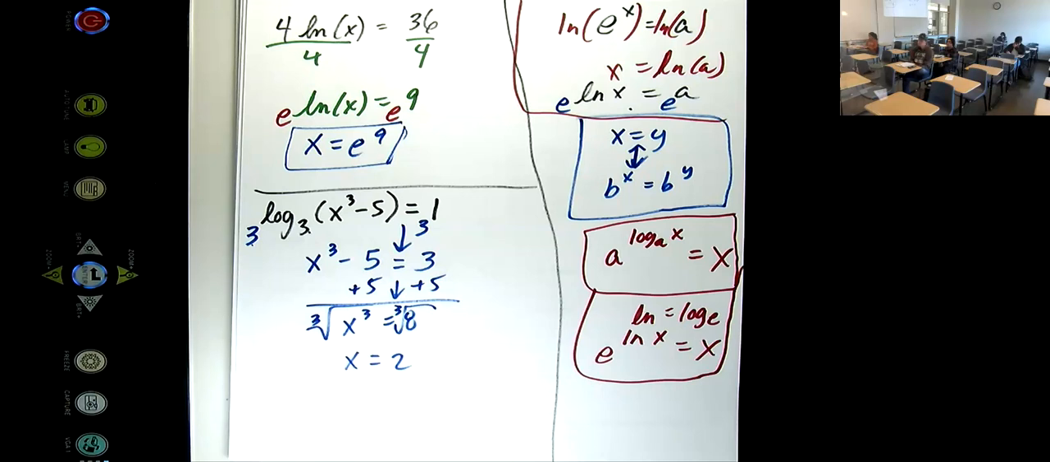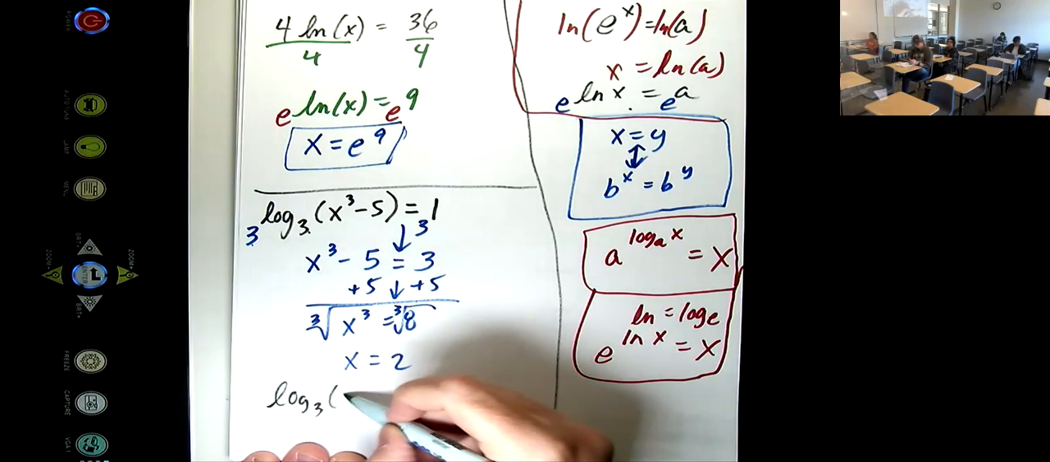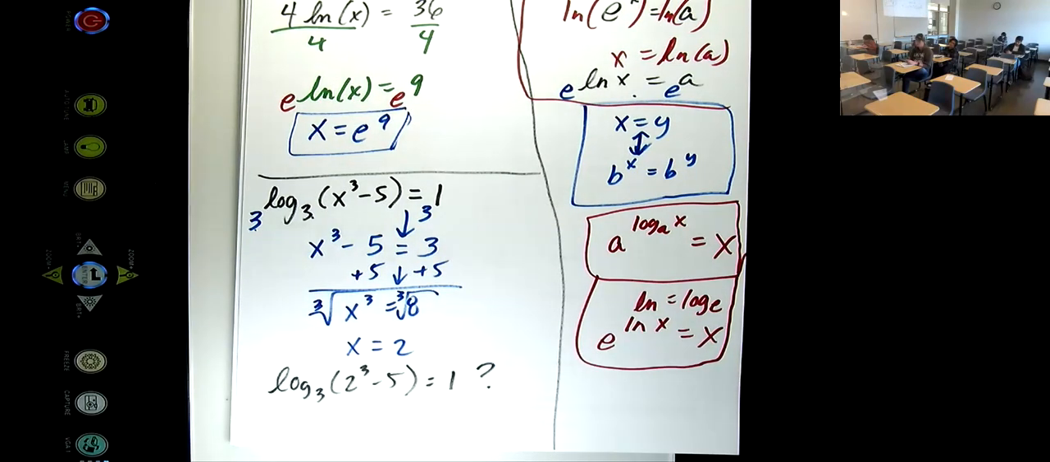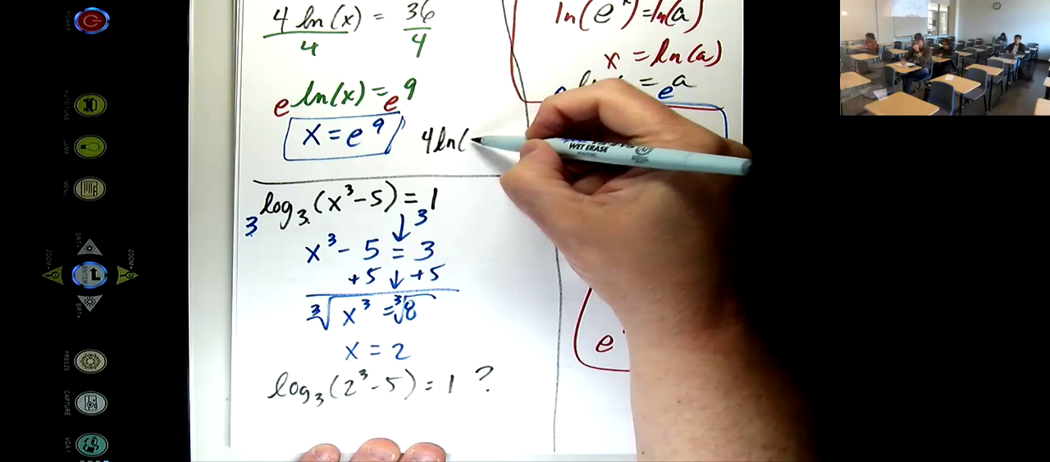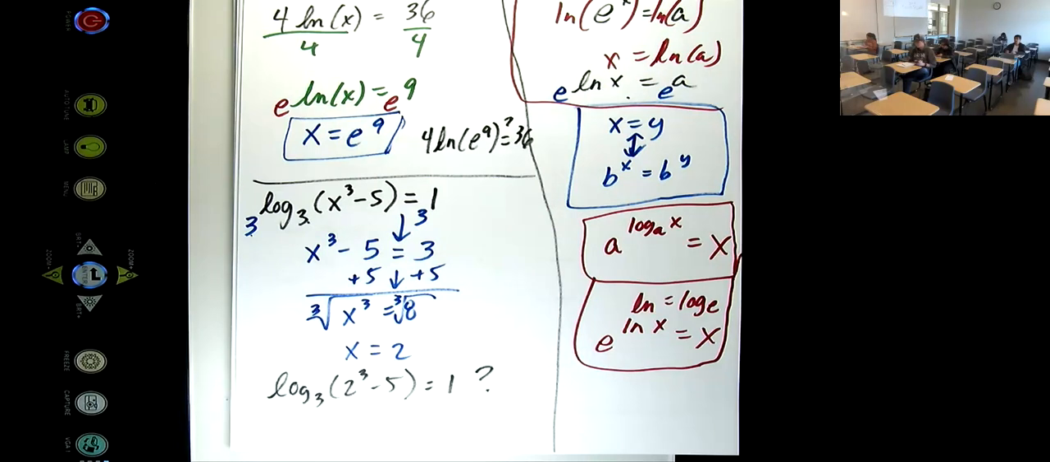You can even check. Log base 3 of 2 cubed minus 5. Does that equal 1? We could have done that up here. If you plug in 4 natural log of e to the 9th in a calculator, do you get 36? So when you're solving these, there are some checks you can do, if you're willing to take the time and put it into a calculator to check your work.